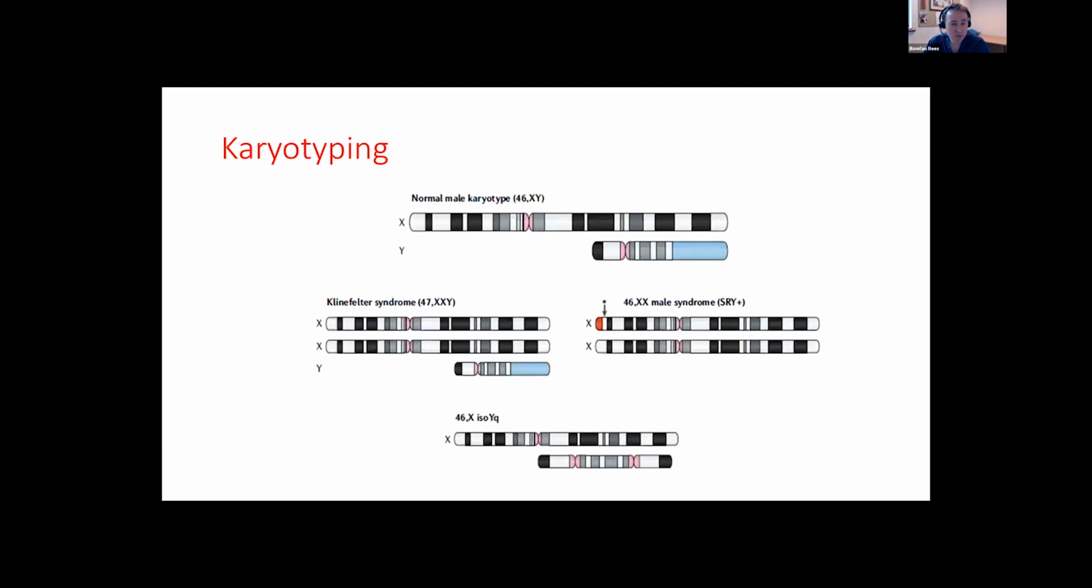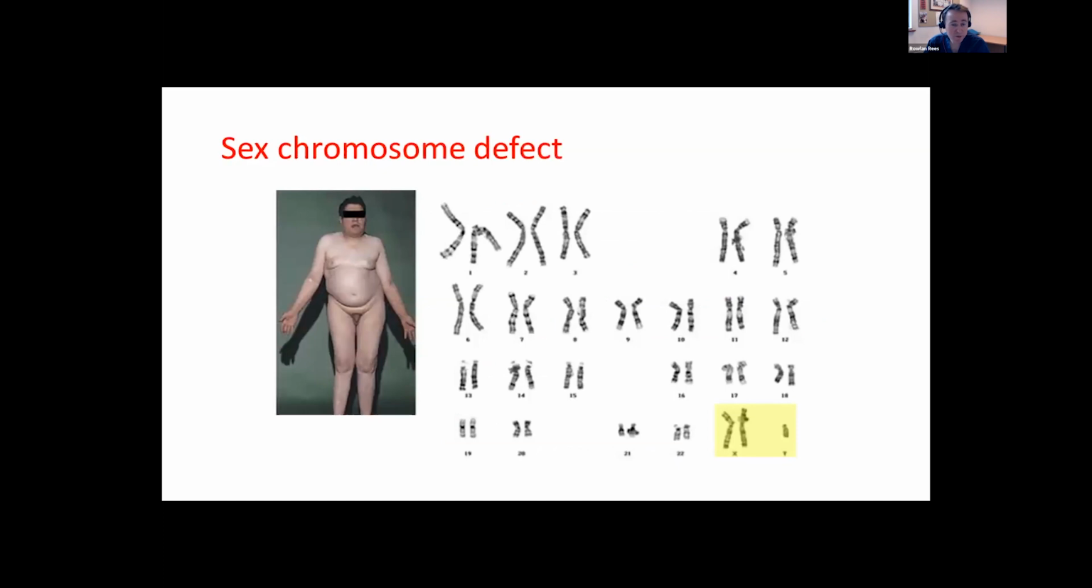First of all, the commonest genetic abnormality, Klinefelter syndrome. So we do a karyotype. There's the normal karyotype at the top, 46XY, and then on the left there, Klinefelter's 47XXY with an extra X. On the right, the SRY syndrome, the double X male syndrome, much rarer, and then an isodicentric or abnormal Y chromosome at the bottom there, again very rare. By far the commonest karyotype abnormality is Klinefelter syndrome.